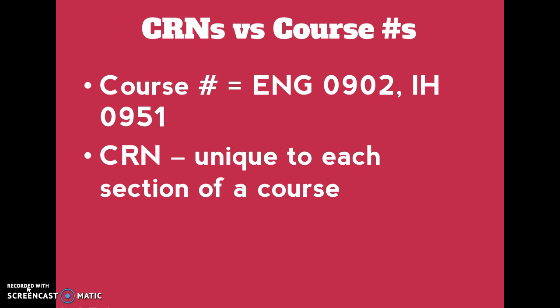So one thing real quick that you'll hear us talk about throughout this short video is a CRN. A CRN is a course registration number, and it's different than the course numbers for your courses, okay? A course number is that 4-digit number that you associate with courses often. So for instance, Honors Analytical Reading and Writing is English 0902. Mosaic 1 is IH 0951. The CRN, however, is unique to the section of the course that you want to sign up for. So it's unique to a specific section that meets at a specific day and time, and it's different than the course number. So just keep that in mind.